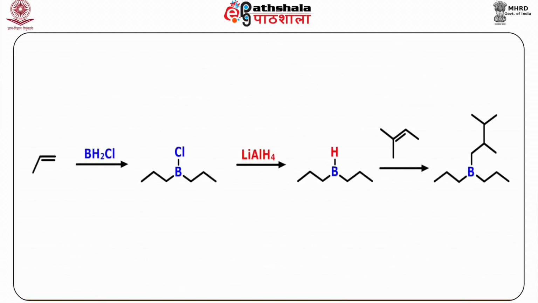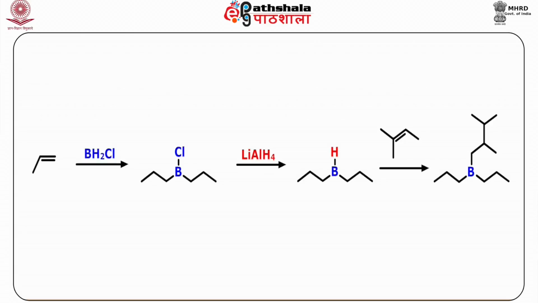Now let us see what will happen if we take haloboranes rather than BH3. Haloboranes like BH2Cl, BH2Br, BHCl2 and BHBr2 are also used as hydroborating reagents. These compounds show similar reactivity as borane, but they are somewhat more regioselective than borane. Also, after hydroboration, the halogen atom can be replaced by a hydride and subsequent hydroboration can be carried out, and thereby one can prepare unsymmetrical alkyl boranes.